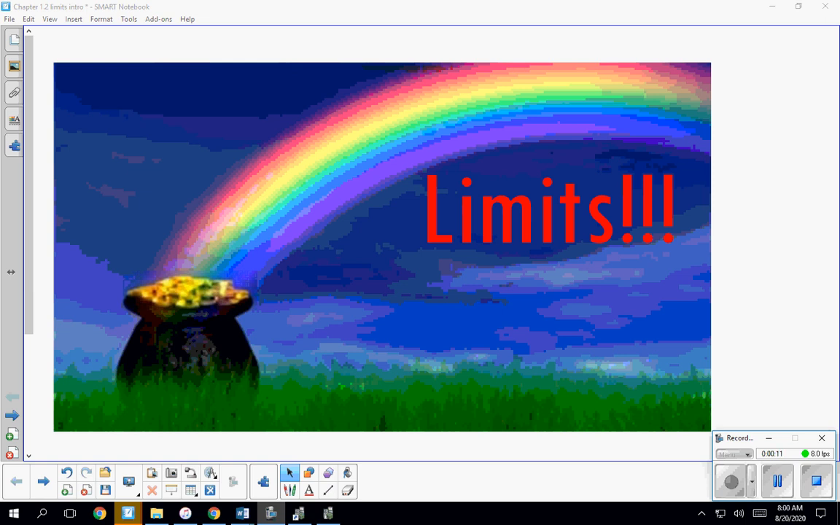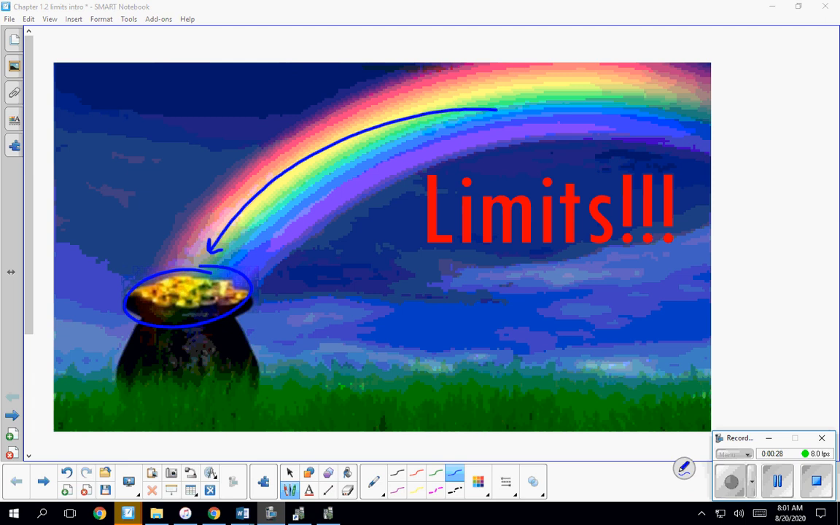So I have this picture of a rainbow here, and we all know that there's a pot of gold at the end of the rainbow, but if we were to follow the rainbow, we never actually would quite get to this pot of gold, and that's kind of the concept of a limit. We're going to get as close as we possibly can, but we can't actually get there.